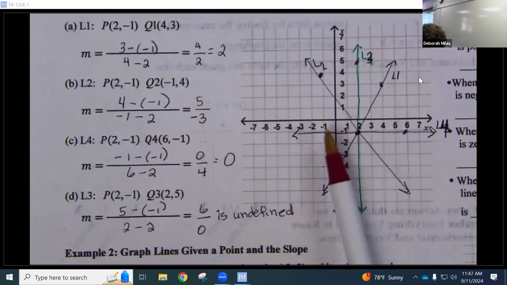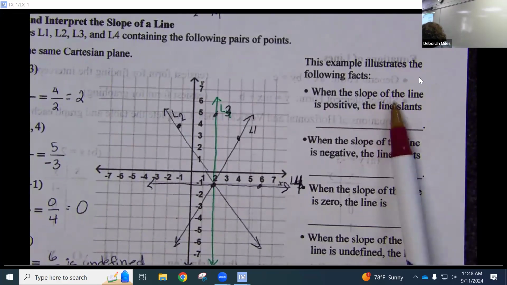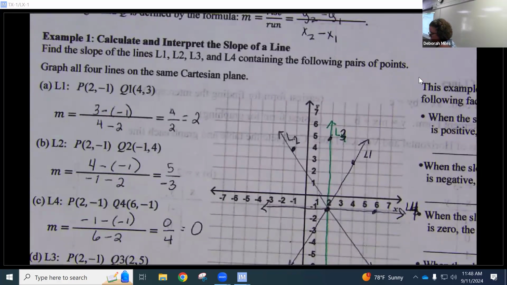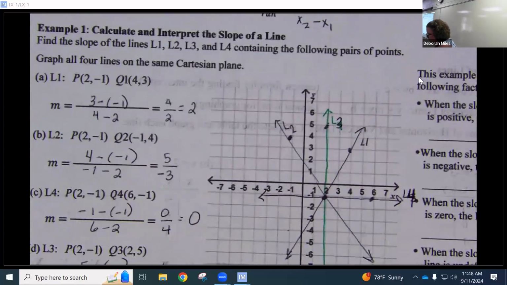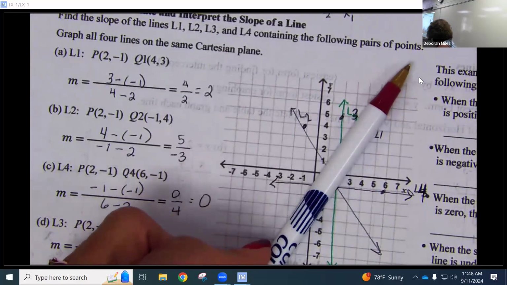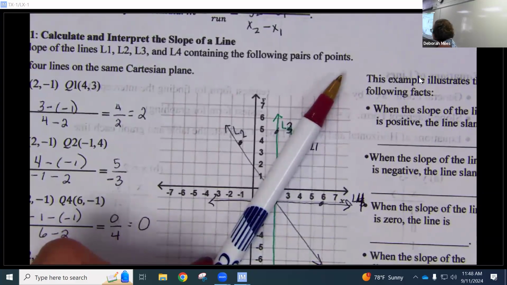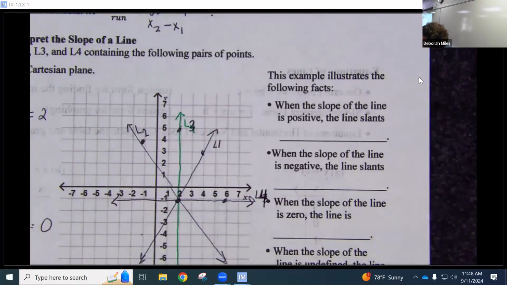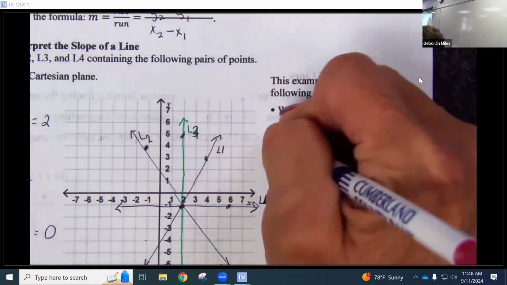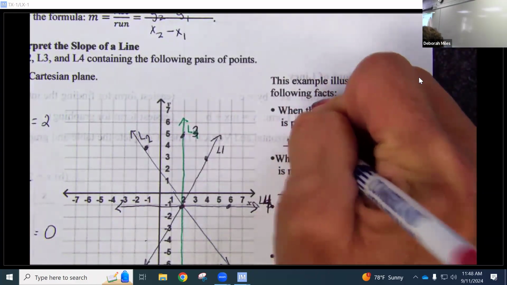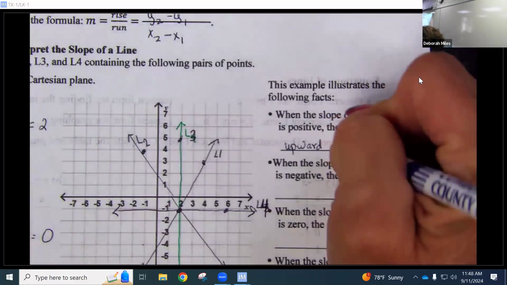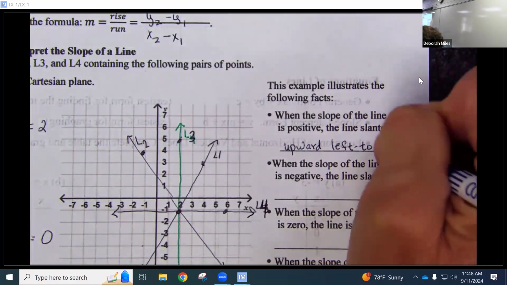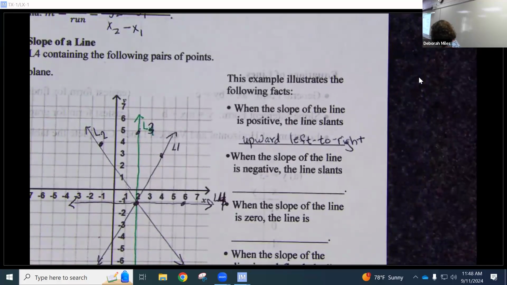Now, in looking at all 4 lines, let's answer these questions. When the slope of a line is positive, which one of our lines had a positive slope? Line 1 did. How would you say that line slants with its positive slope from left to right? It's going up from left to right. When the slope of the line is positive, the line slants upward. And really, to be perfectly precise, I want to say left to right, because if we looked at it right to left, we'd be going downhill.